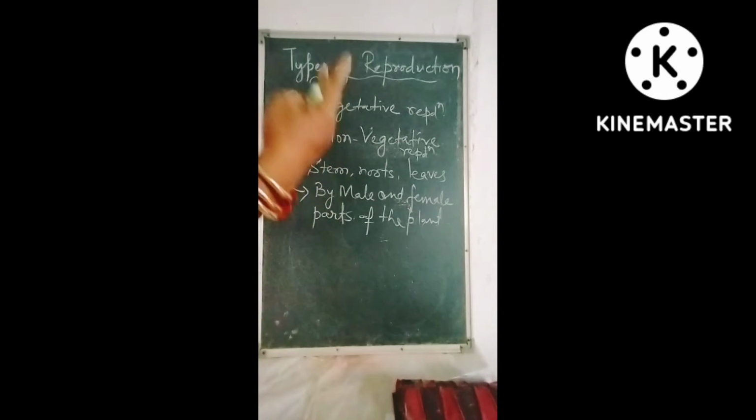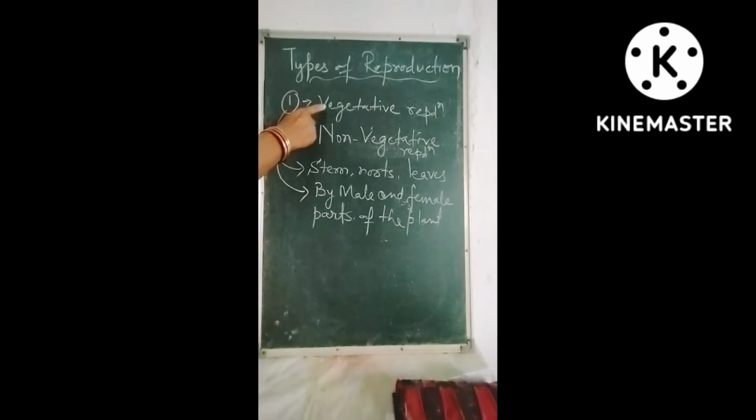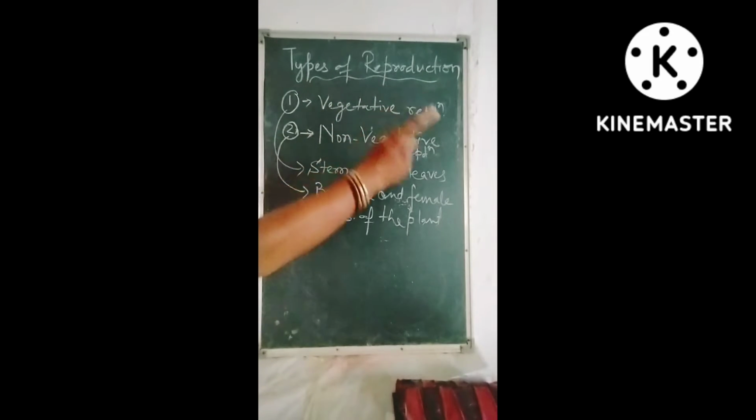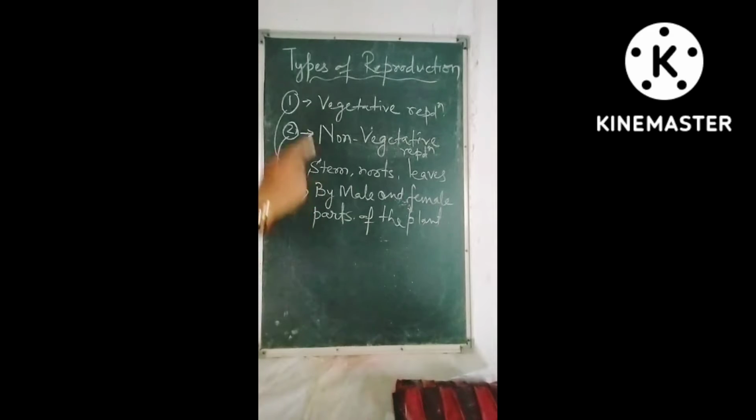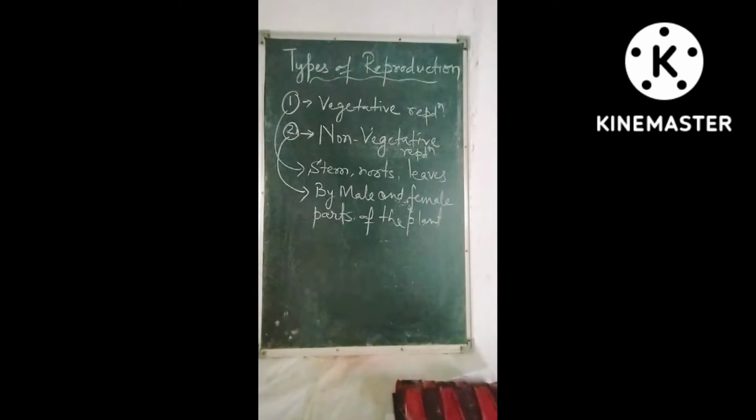There are two types of reproduction in plants. What are those? One is vegetative reproduction, another one is non-vegetative reproduction. In vegetative reproduction, the parts which take part are stem, roots and leaves. This is called vegetative reproduction. In non-vegetative reproduction, the male and female parts of the plant take part. It may be the same plant or another plant. In other words, you can call it sexual reproduction in plants.